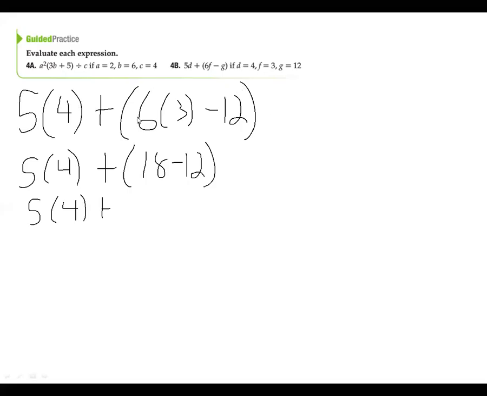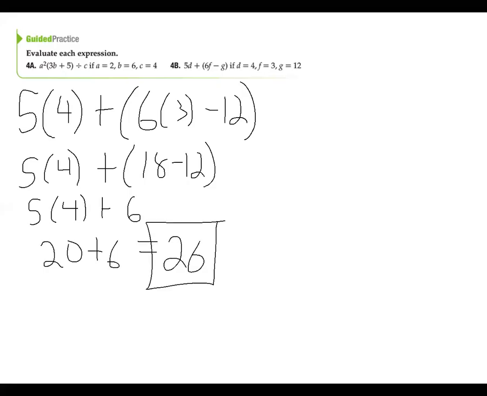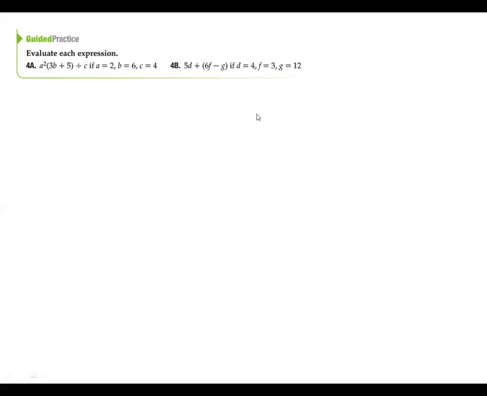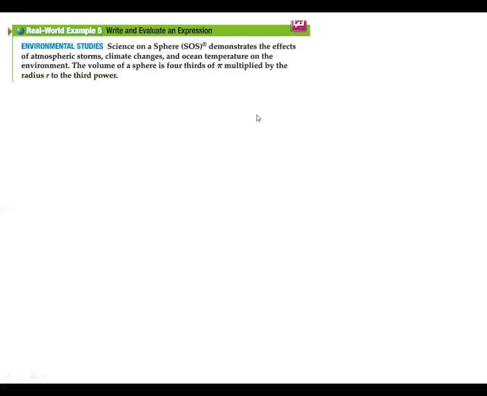It's just 4. So you're going to think of that as just indicating to multiply the 4 times 5. But again, these grouping symbols come first, so we got to finish those up. So 18 minus 12 is 6. 5 times 4 is 20, plus 6 gives us 26. All right? Cool.